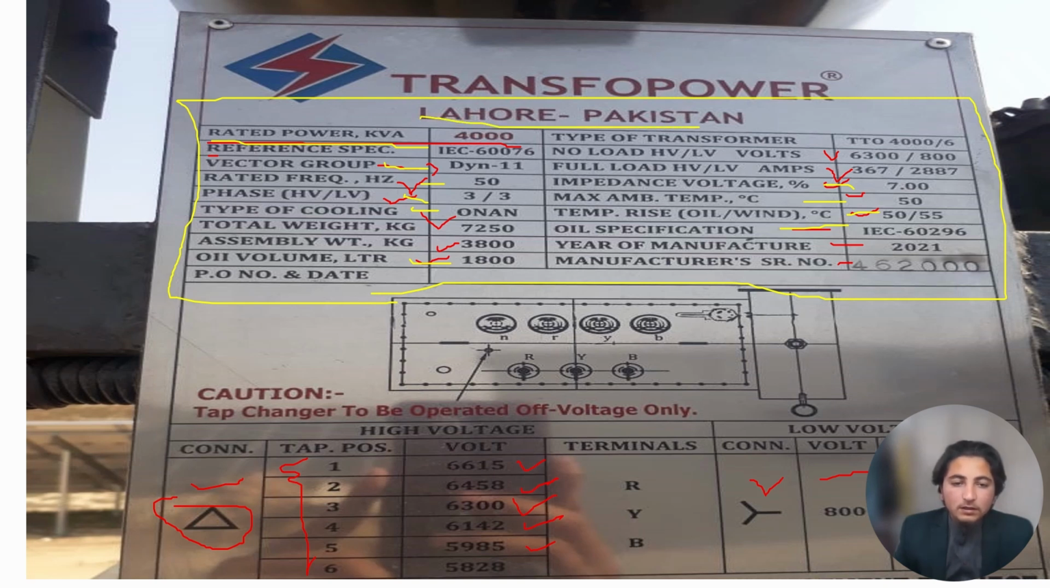The next one is the connection of the transformer. The high side is the primary side and the low side is the secondary side. So this is delta and this is Y, and the position of the tap is this, and there are 6 positions of the tap. So in different positions we get different voltages. Thank you. In the next video we will see the next thing of the transformer.